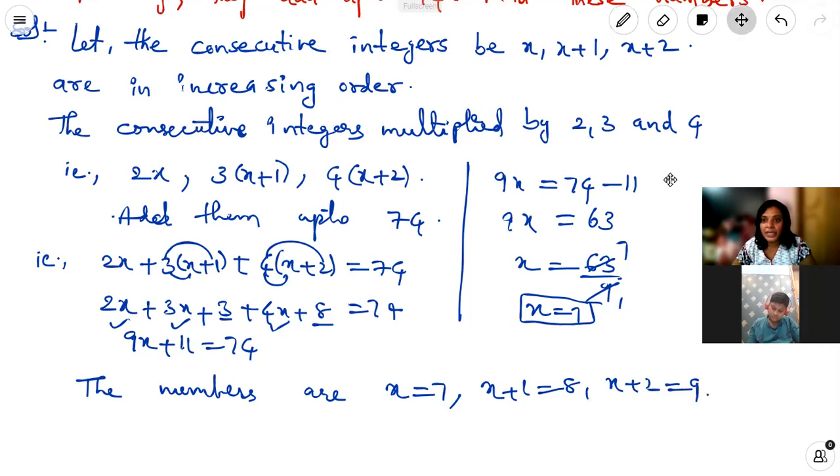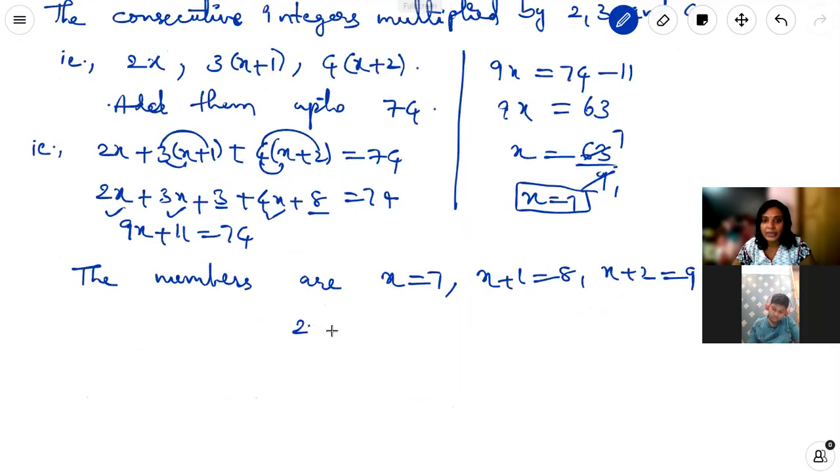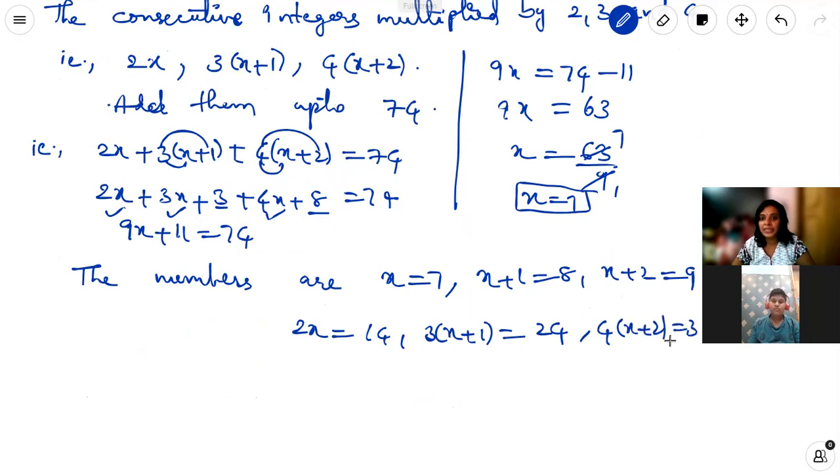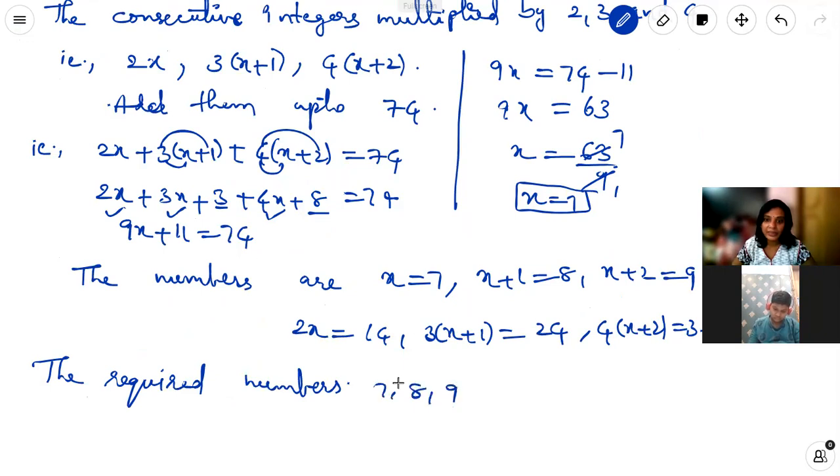Now the relation: 2x equal to 2 sevens are 14, 3 into x plus 1 equal to 8 threes are 24, 4 into x plus 2 equal to 9 fours are 36. Just check it out. Therefore, the required numbers are 7, 8, 9.